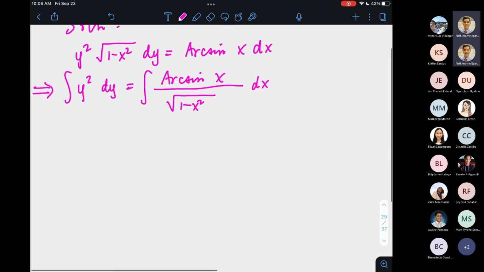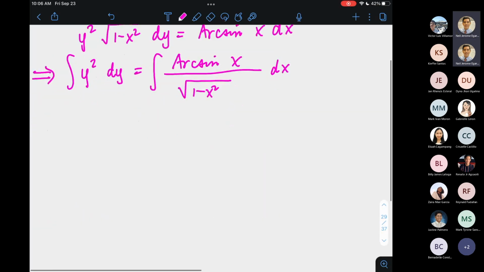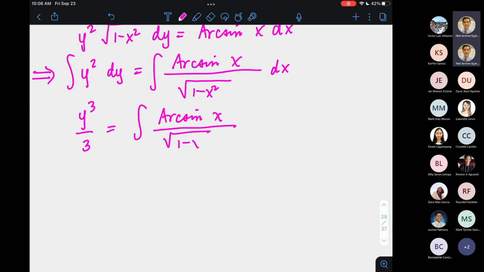So this will just be what? Sorry. This will just be y cubed all over 3. Mamaya ko na ilalagay yung arbitrary constant because I'll still have an integral all over the right-hand side. So, sulat ko muna yan dito. dx. And then here, I need a simple u substitution to evaluate this integral.